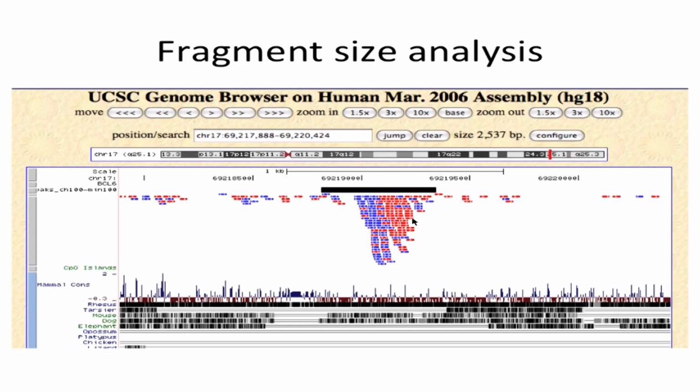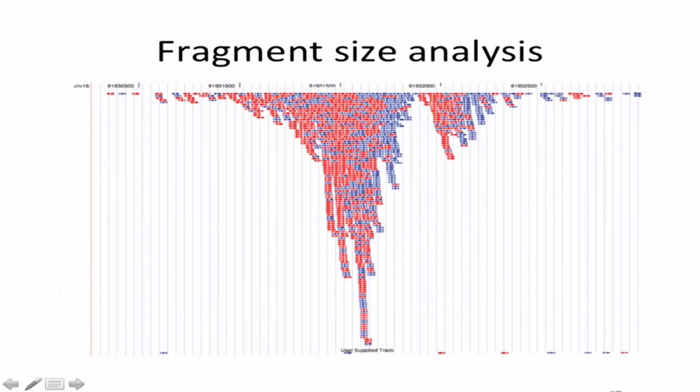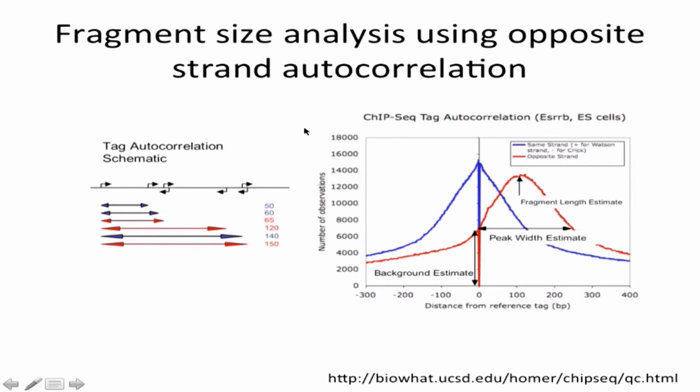What that allows you to do is to estimate the size of the DNA fragments that you sequence in the first place. We'll get back potentially to this figure, but this is another figure showing a nice peak, and again, this blue and red, some double distributions with potentially a small peak here.